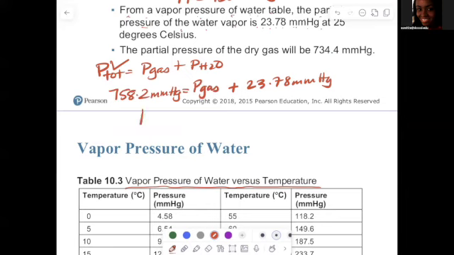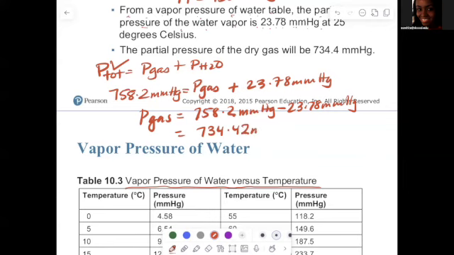So can we find the pressure of the gas? Of course. Pressure of gas equals 758.2 millimeters of mercury minus 23.78 millimeters of mercury. And what do we get? 734.4. Let me double check. I'm just copying these. Sorry, y'all. I'm getting a little bit tired. 758.2 minus 23.78 is 734.42 millimeters of mercury. So we got what they got. I was copying, but it works out.